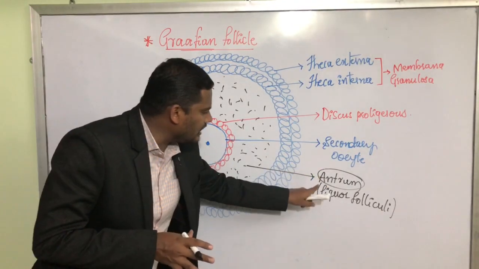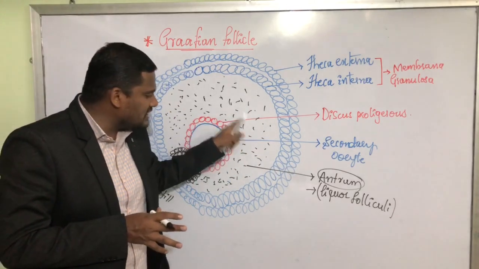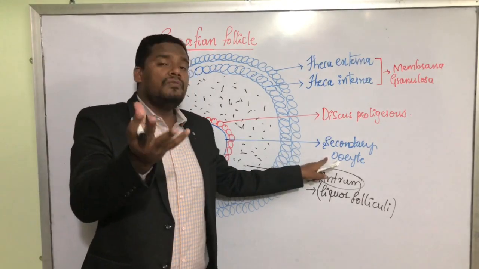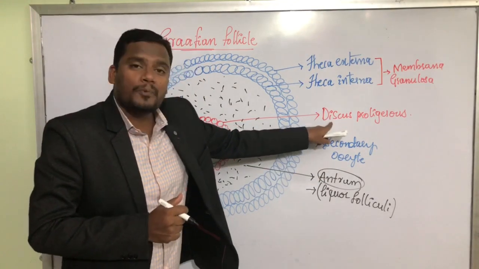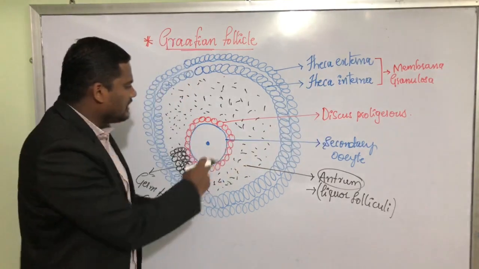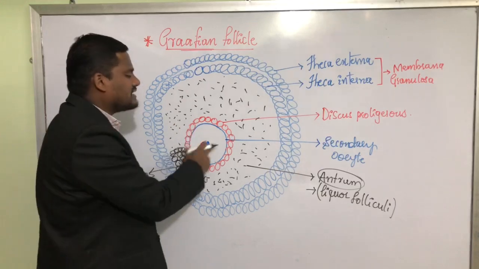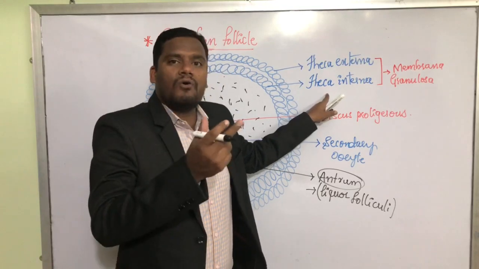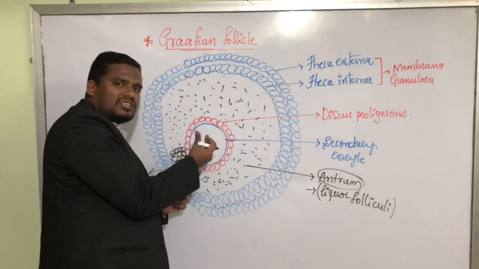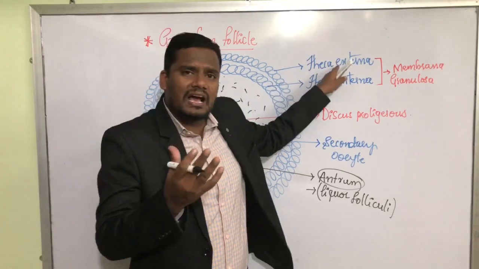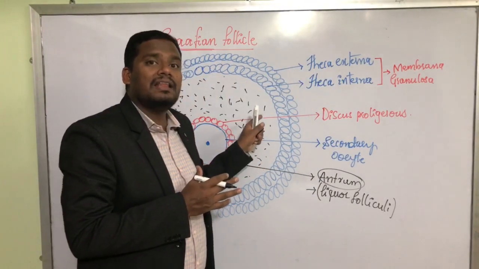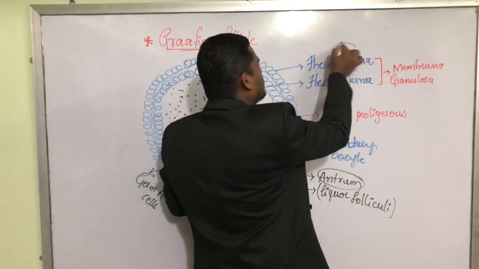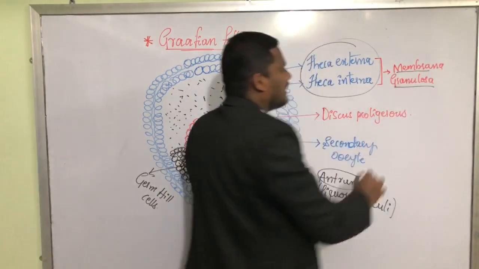What is antrum? Antrum is a free cavity, free space inside the Graafian follicle. What is secondary oocyte? Secondary oocyte is the future ovum. What is discus proligerus? Discus proligerus are the follicular cells that surround the secondary oocyte in the Graafian follicle. What is a theca interna? It is a follicular protective layer which is on the inner side of the Graafian follicle. What is a theca externa? It is a protective layer in the Graafian follicle which is towards the external region of the Graafian follicle. Together these two are called membrana granulosa.